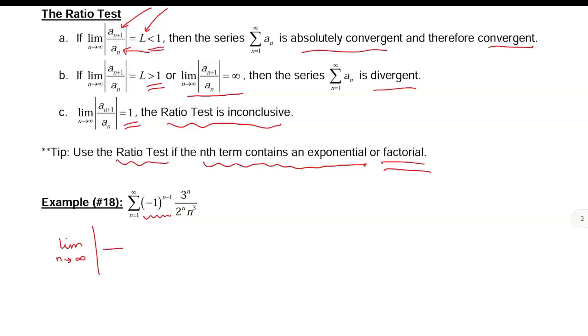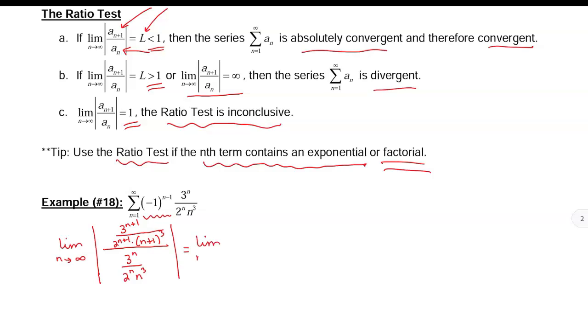In the numerator of our ratio, we want to put the n plus 1 term in that spot. So we'll have 3 to the n plus 1 over 2 to the n plus 1 times n plus 1 to the third power. In the denominator, we'll just copy down our nth term, 3 to the n over 2 to the n times n cubed. I find it easier to write it as the numerator times the reciprocal of the denominator.